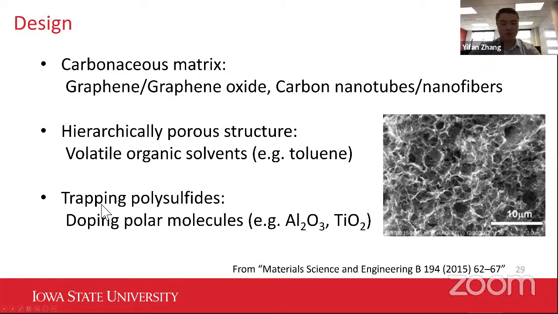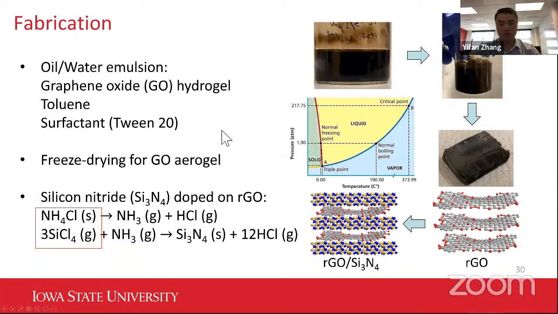So to further improve the trapping behavior, right now people are trying to dope some polar materials such as alumina and titanium dioxide. These are two examples of what people have done in the past. Based on this idea, in the past semester, I have prepared some oil in water emulsion with the graphene oxide hydrogel, with toluene as the oil phase, and picked a reasonable surfactant, which is 2020. I will explain why I picked this surfactant.